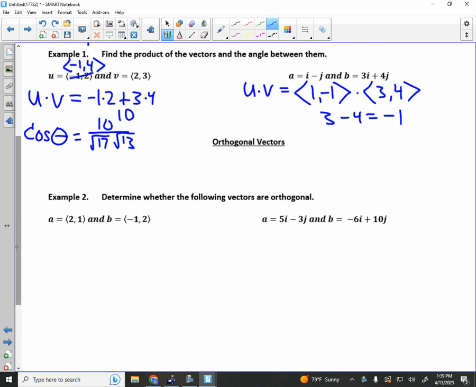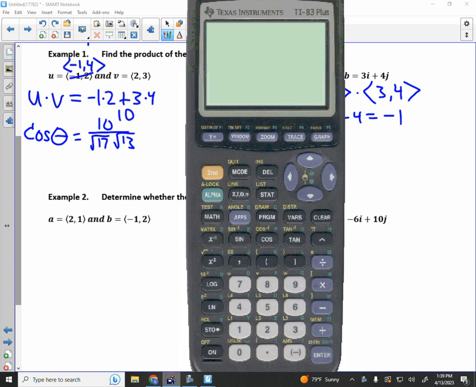I noticed that for some people it's more helpful if they multiply the 17 and the 13 together. People were making mistakes with this before. 17 times 13 is a grand total of 221. So you have the cosine of theta is equal to 10 over the square root of 221.